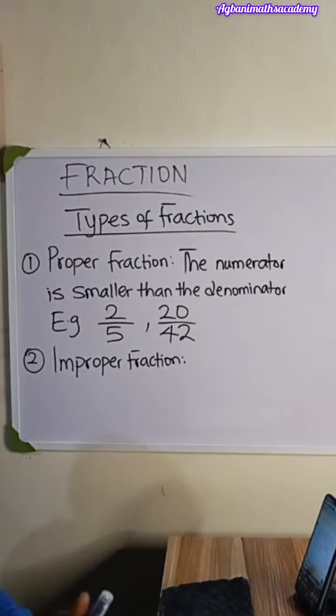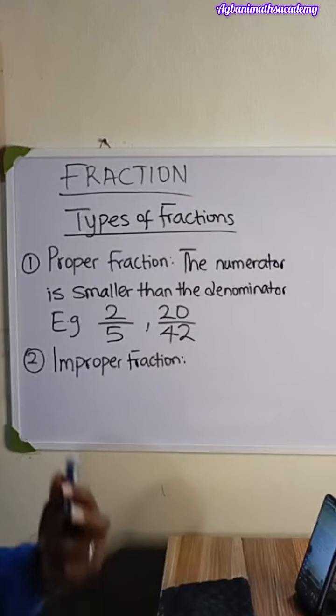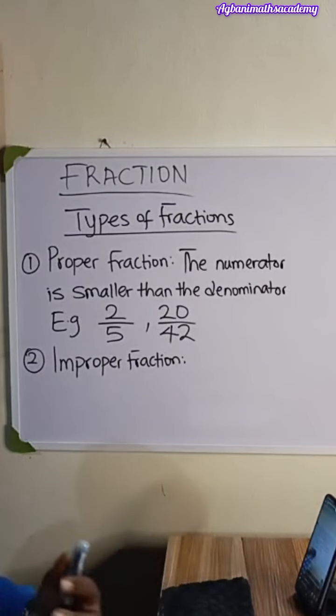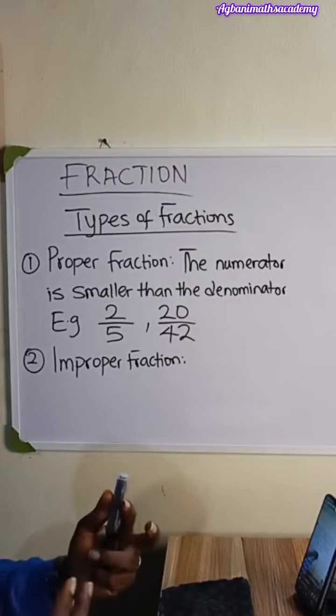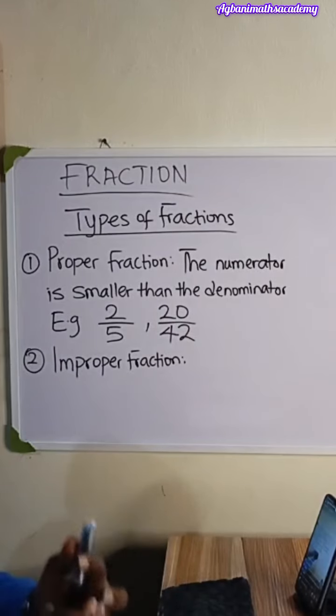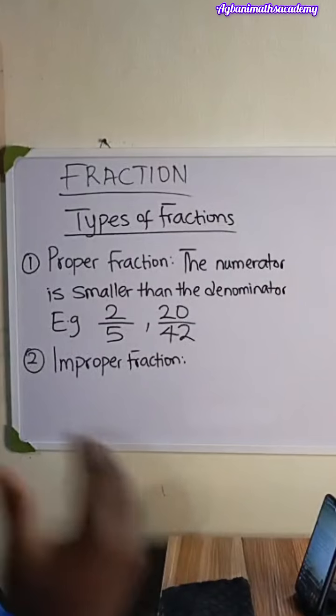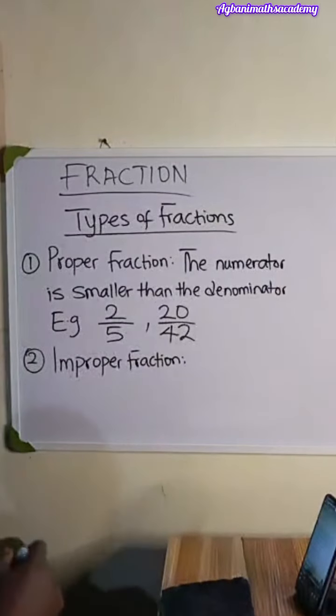Improper means something that is not supposed to be. If you see a little child struggling to carry his or her parent, that is improper because a little child is not supposed to be carrying a parent who is bigger than him. So that's why when the smaller number is carrying the bigger number, it is an improper fraction.